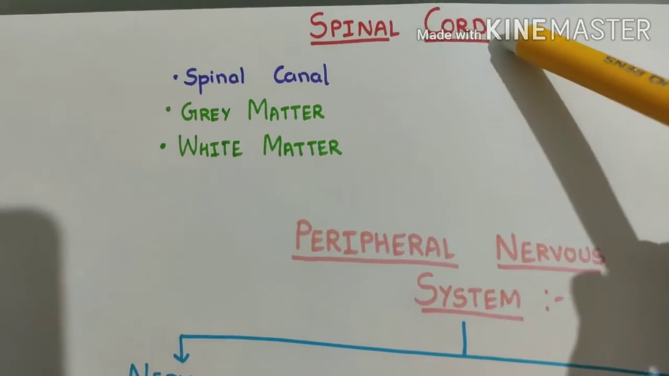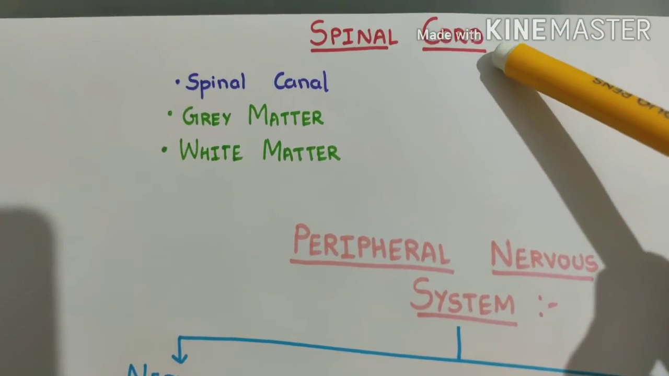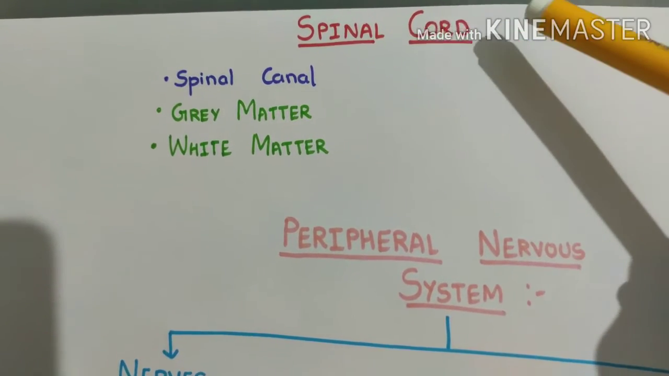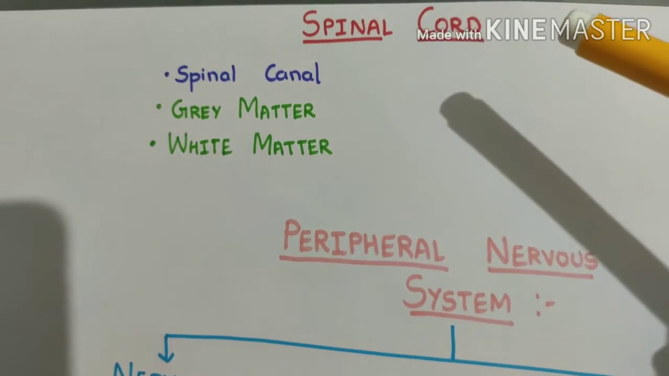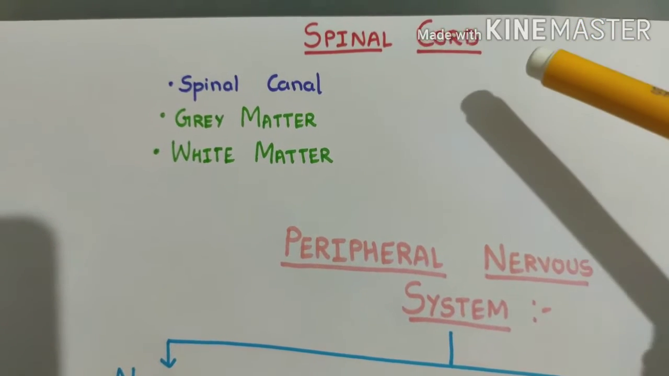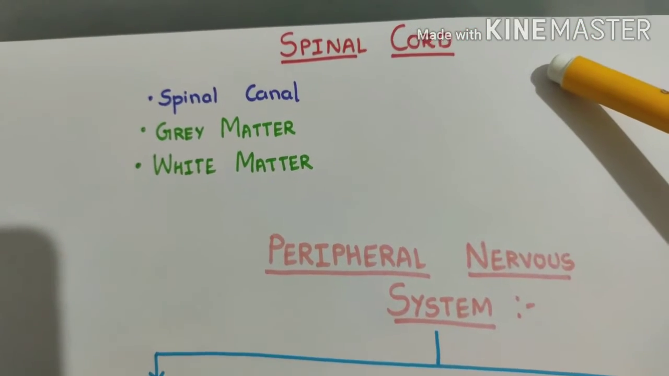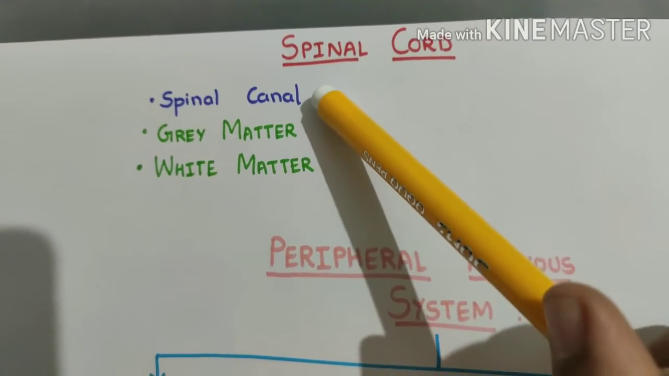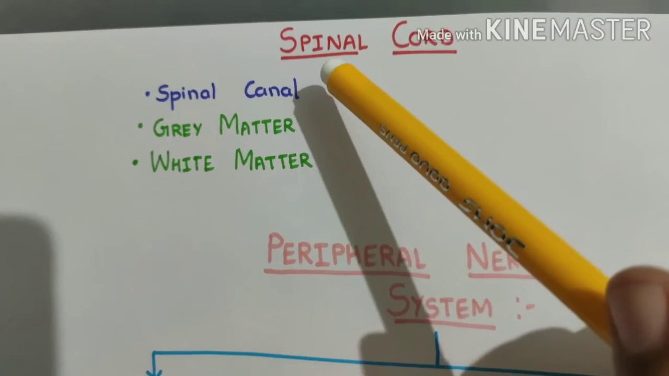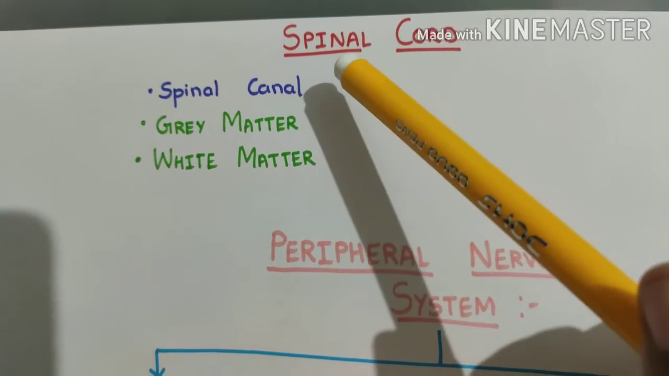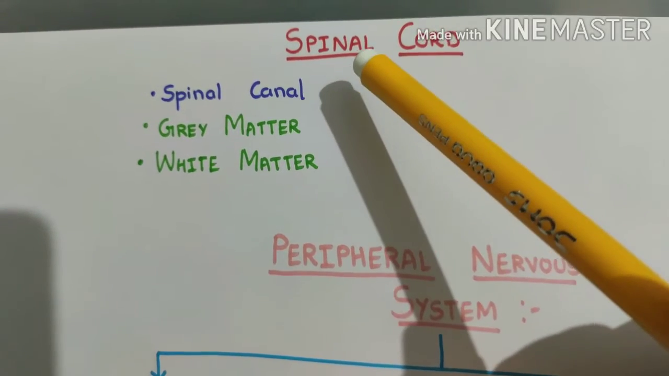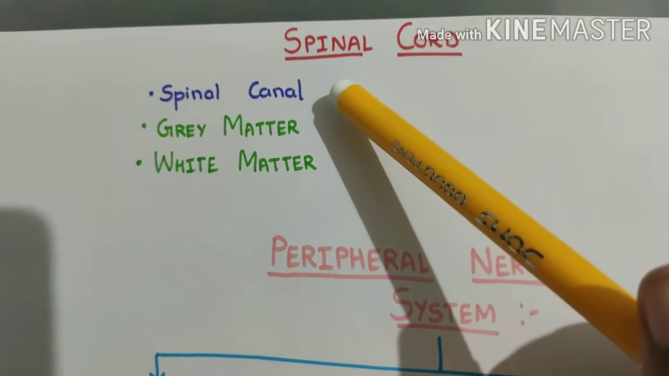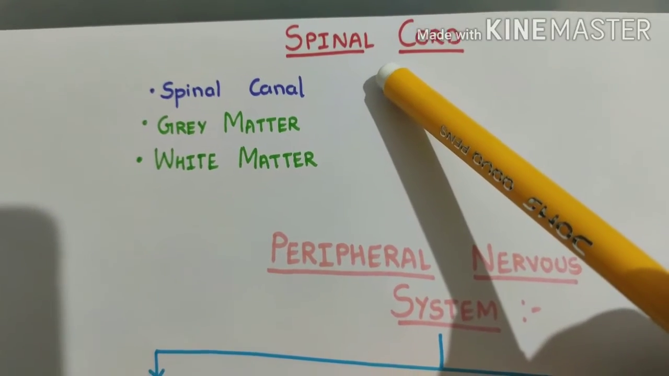Now let's look at spinal cord. Spinal cord is the continuation of medulla oblongata of the brain. So it is also a part of central nervous system. In the center of spinal cord lies the cavity which is known as spinal canal. Within the spinal canal lies CSF which acts as a shock absorber.